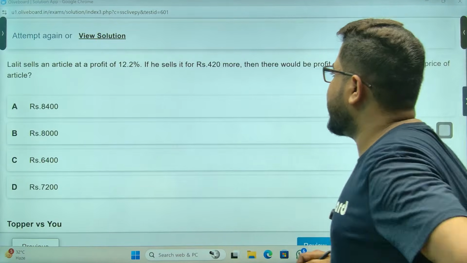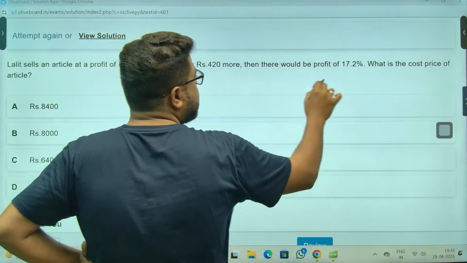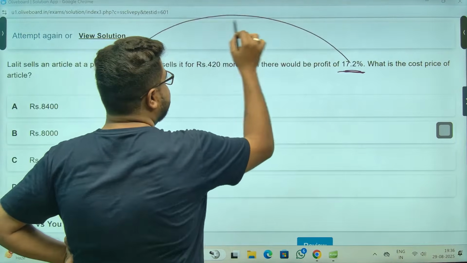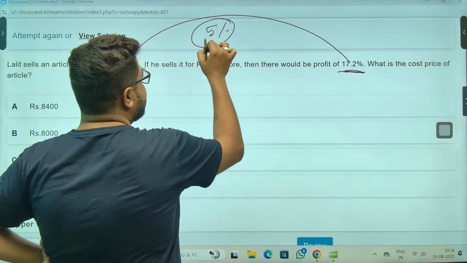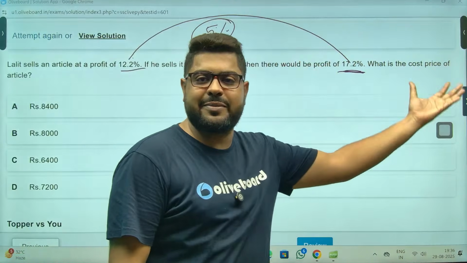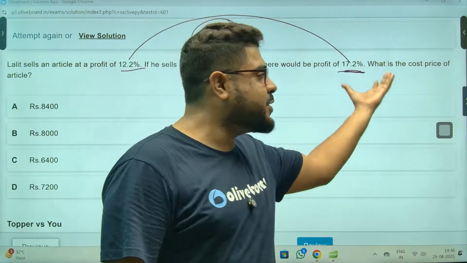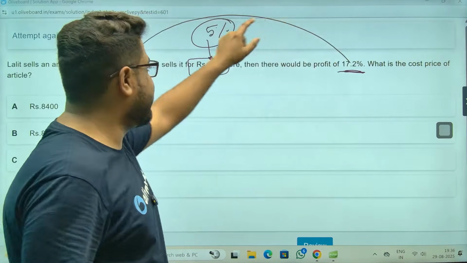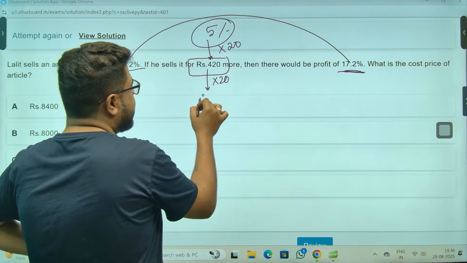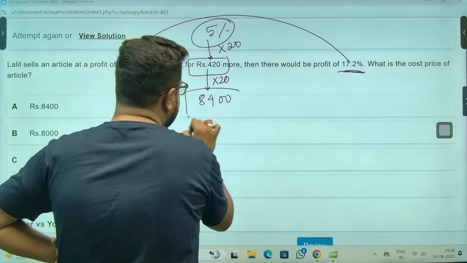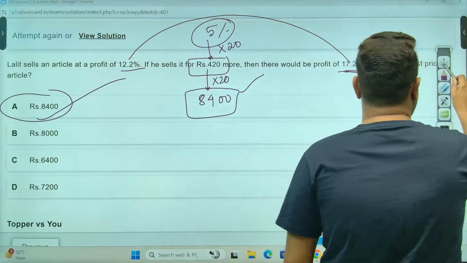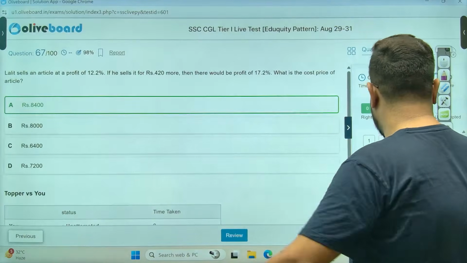Lalit sells at 12.2. Sir, 12.2, the next case 17.2. How much extra? 5% extra. That is equal to 420. That is the cost price. 5% of what? 5% of CP only, because profit or loss, everything is a percentage of CP. Meaning CP is 100%. 5% is this. 100% will be into 20. 42 into 2, 84. 8400 done. Option number A. Nothing here and there. Very, very simple.